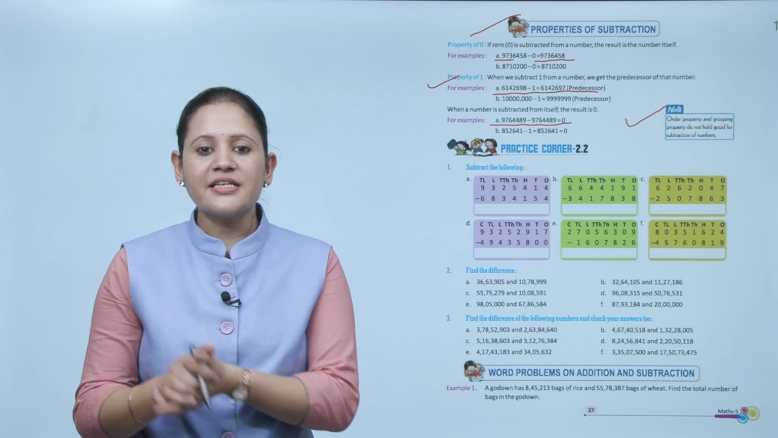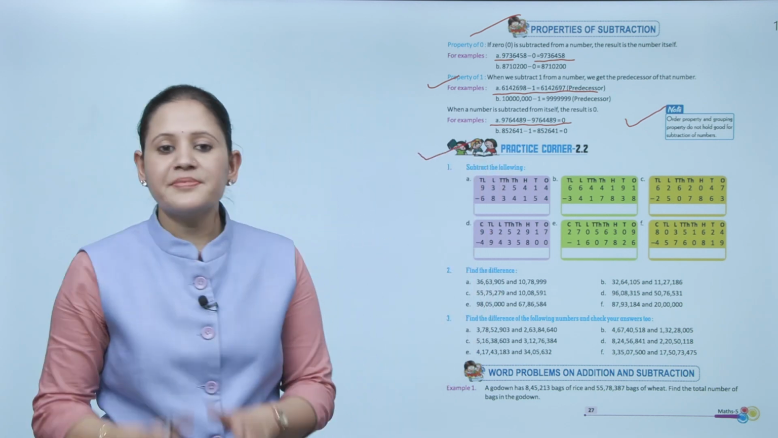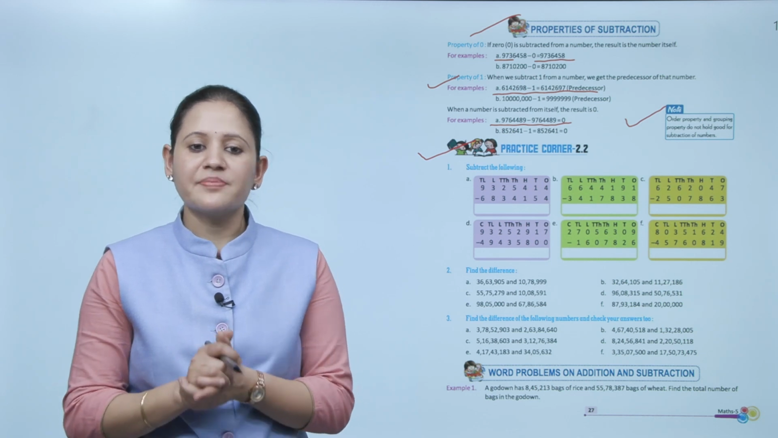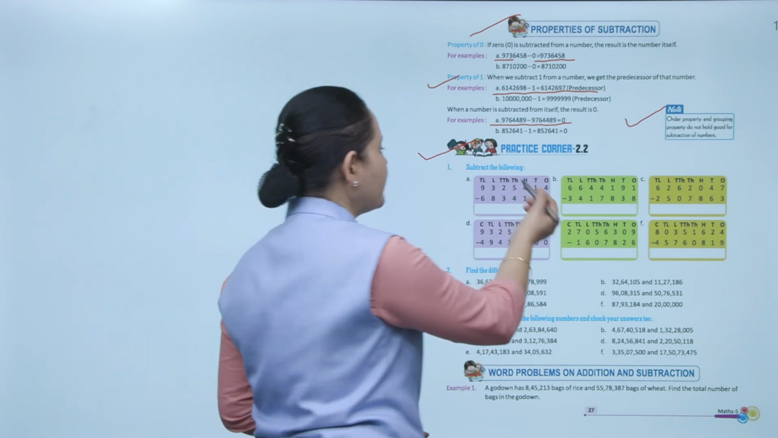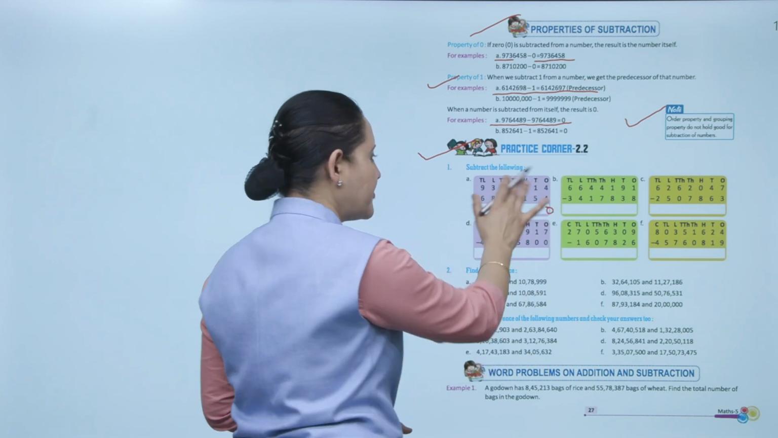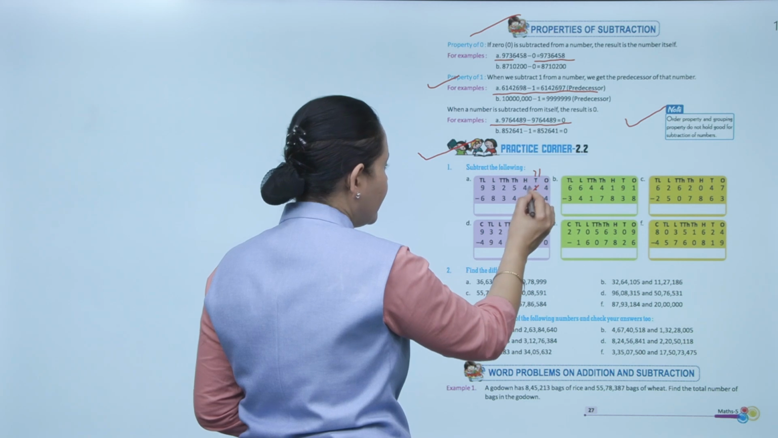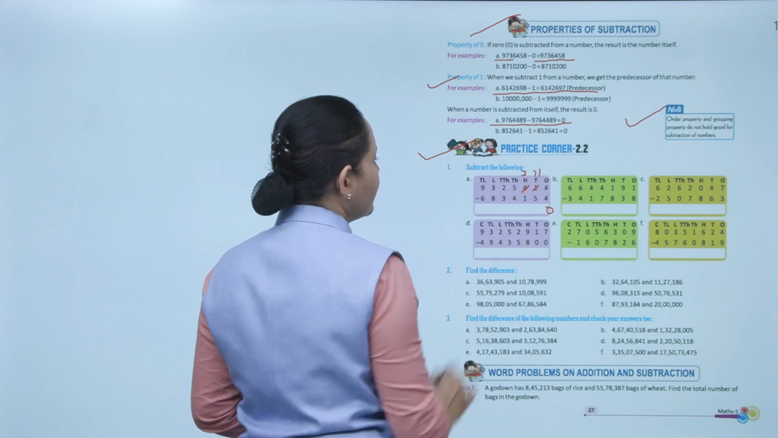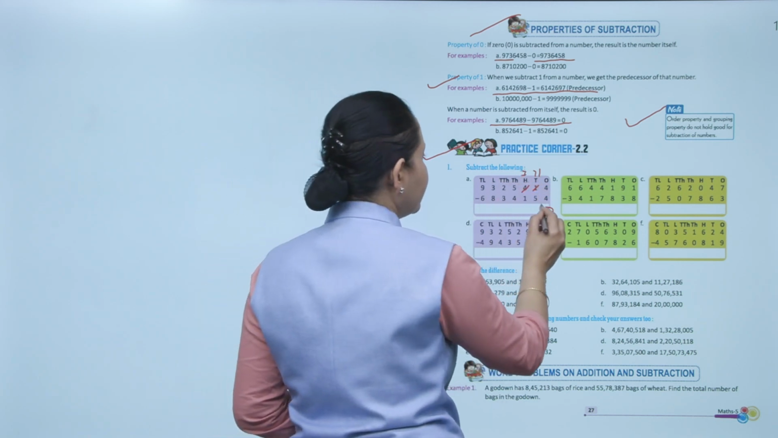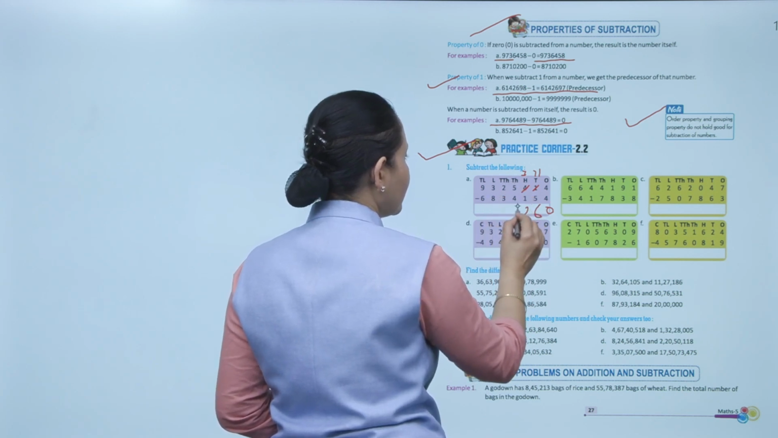Next is practice corner 2.2. Subtract the following. Here we have to subtract the numbers. So start from the ones. 4 minus 4, that is 0. We cannot subtract 5 from 1. So we will borrow. It will become 11 and here it becomes 3. 11 minus 5, that is 6. 3 minus 1, that is 2. 5 minus 4, that is 1.